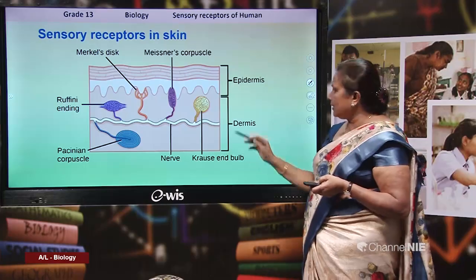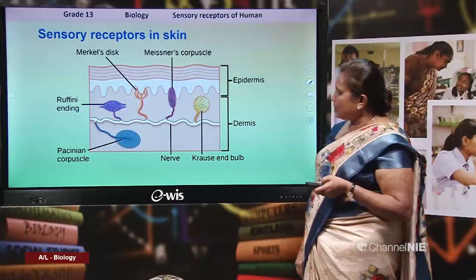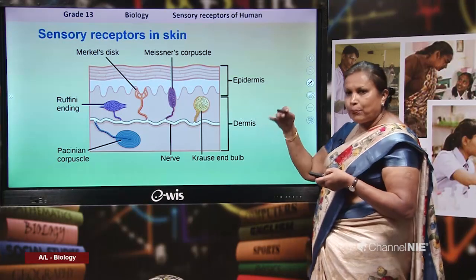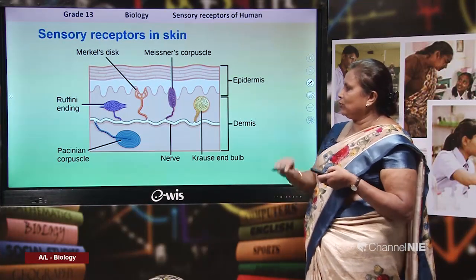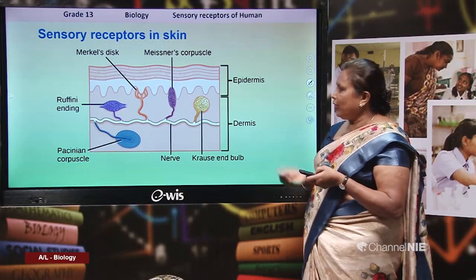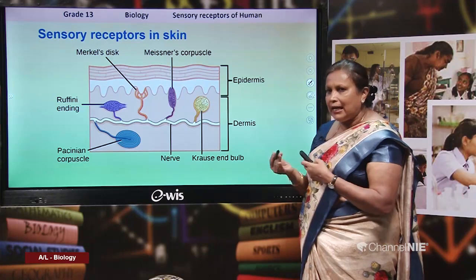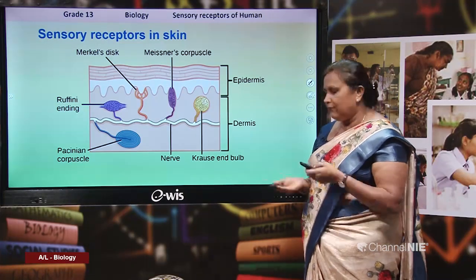These are some diagrams to show you sensory receptors in the skin, Krause end bulbs, Meissner's corpuscles. The actual position of these receptors also changes in the skin. According to that, the reception that is received may be different.